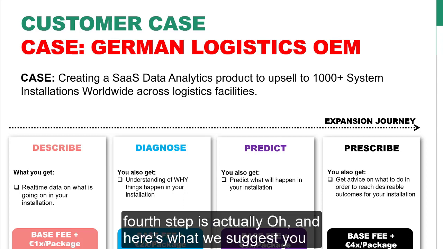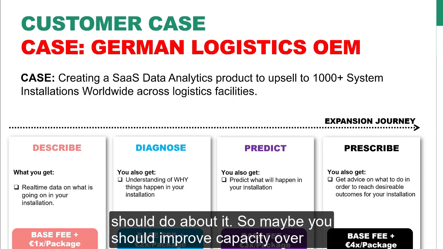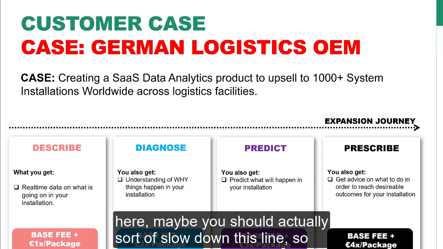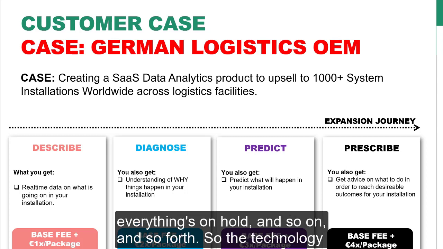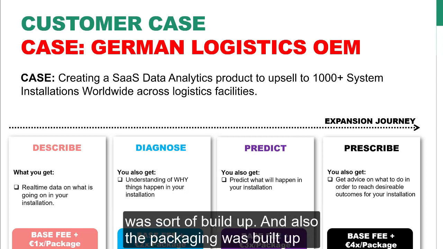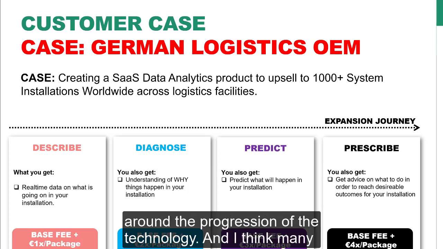And then the fourth step is actually, oh, and here's what we suggest you should do about it. So maybe you should improve capacity over here. Maybe you should slow down this line so as to make everything go slower, but without grinding everything to a halt, and so on and so forth. So the packaging was built up around the progression of the technology.